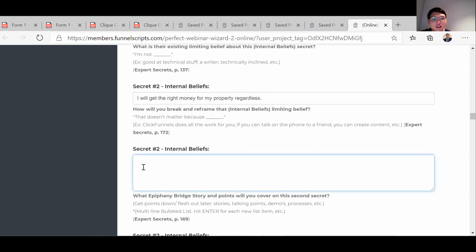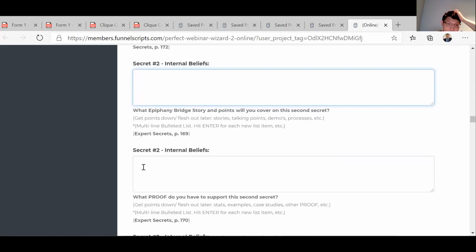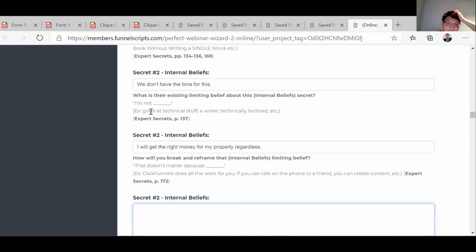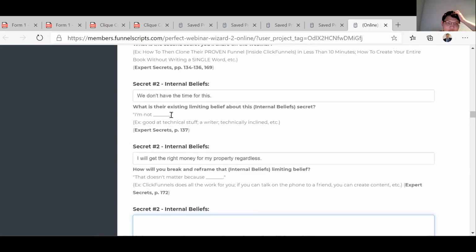In secret number two, internal beneath that one, how will you bring... So if you scroll down, you have to finish that one. If you scroll up, this one. For the interview, okay, we don't have time for this. So you have to say, I'm not having time for this. If time is a big issue, I'm not having time for this.